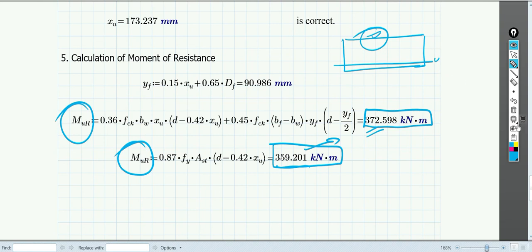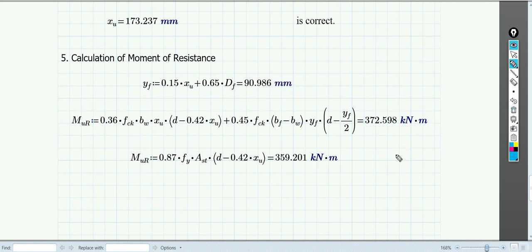Okay. So I hope you have understood this problem and how to find the moment of resistance. We'll go for the designing part in the next class. So with this I would like to conclude today's class. Thank you.